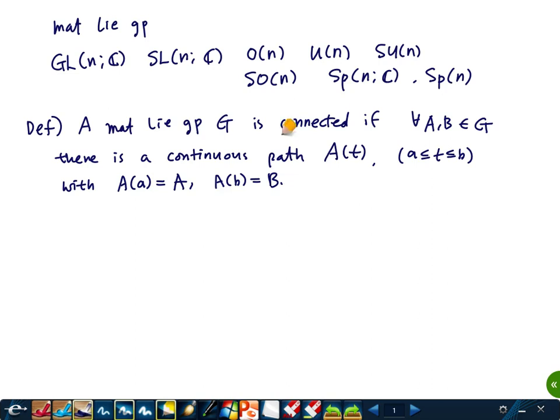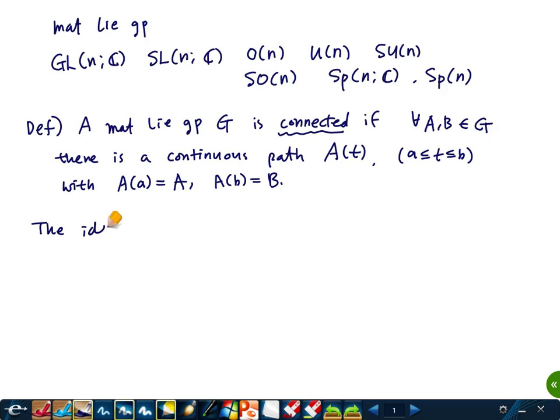In fact, usually this definition is called path connected. But for a matrix Lie group, it turns out that it's in fact a manifold. So path connected and connected are equivalent. So it's safe to say that the definition of connectedness is this. Usually this kind of definition refers to path connected, but they are equivalent here.